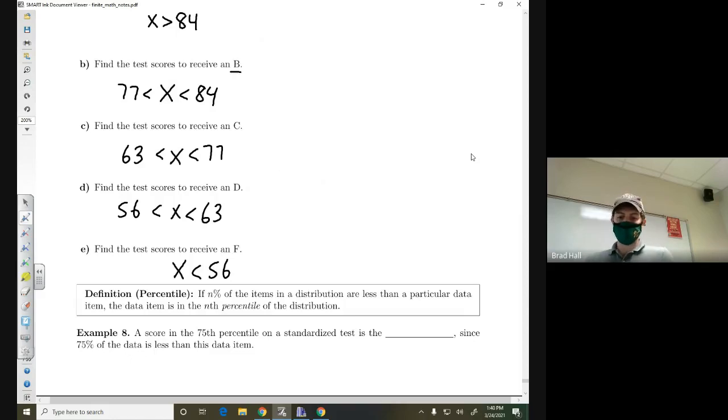If you scored in the 25th percentile, that means you did better than 25% of the people who took the test. So it gives you an idea of how you scored relatively compared to other people.